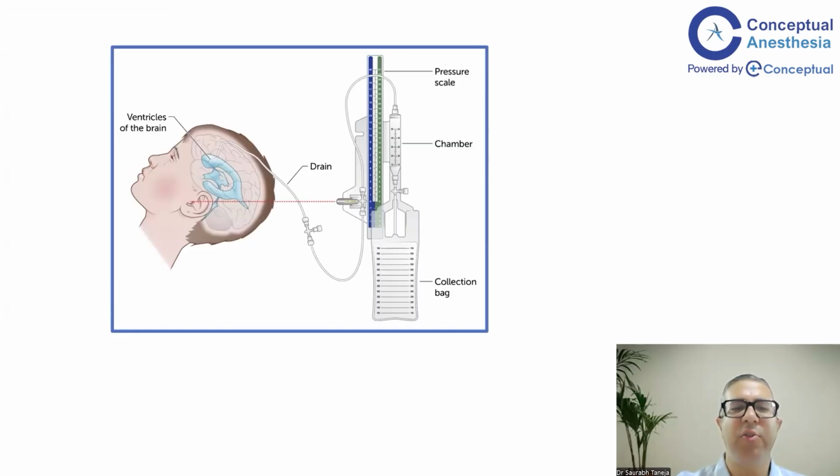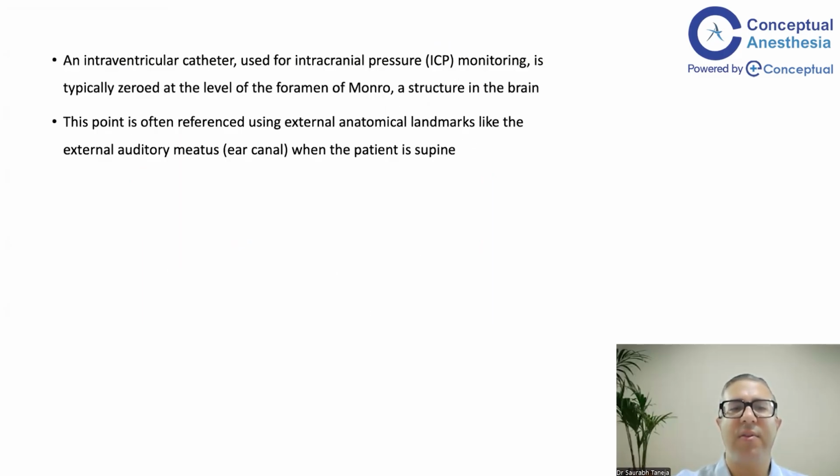Now this is how you measure the ICP through the intraventricular catheter. Okay, I've found this on the web for the intraventricular. And you zero it to the external auditory meatus. So the idea is to zero it at the level of the foramen of Monro, but the external auditory meatus is the external landmark that you zero it to when the patient is supine. So after you zero it, you can measure the ICP.